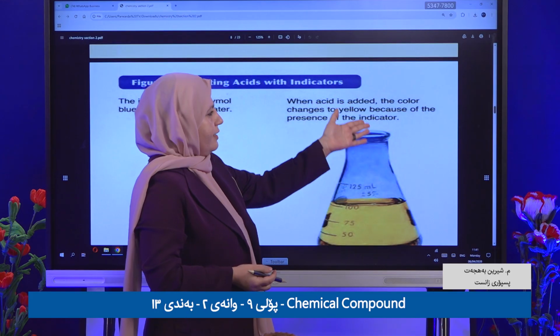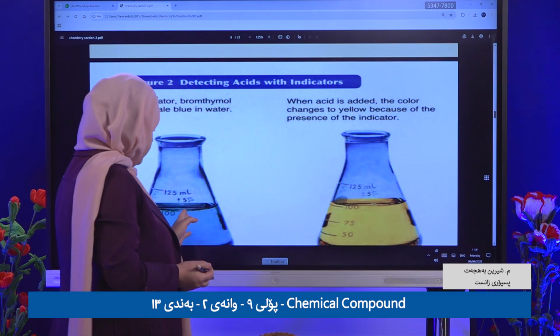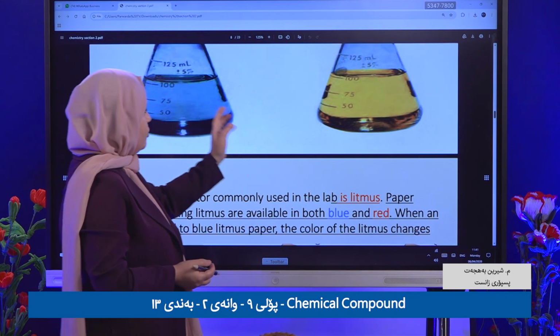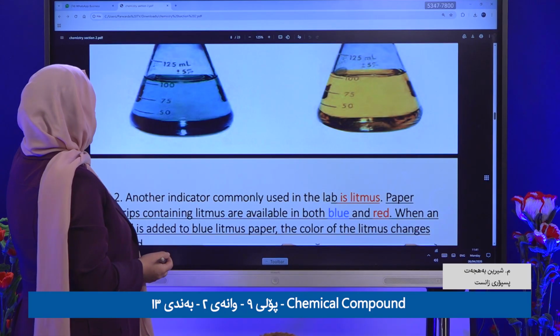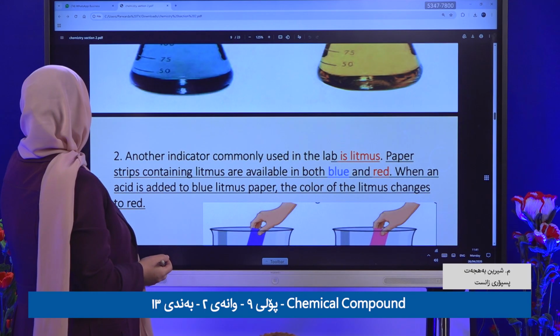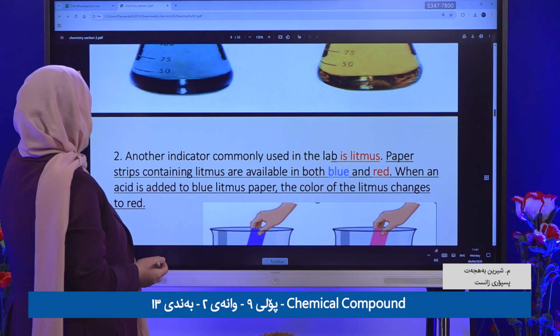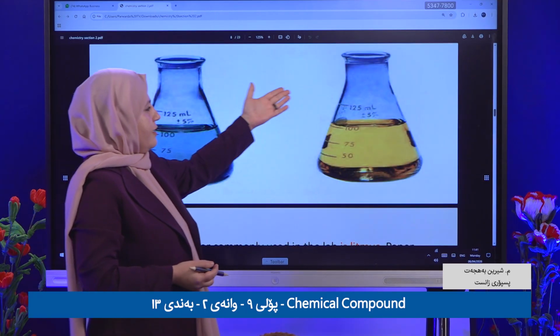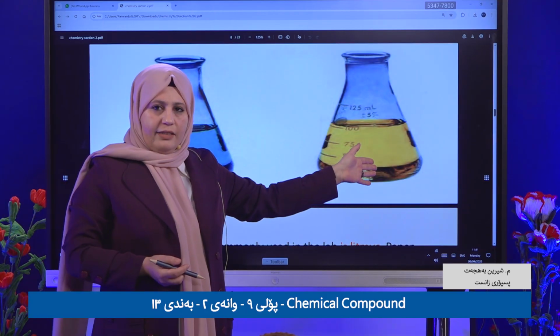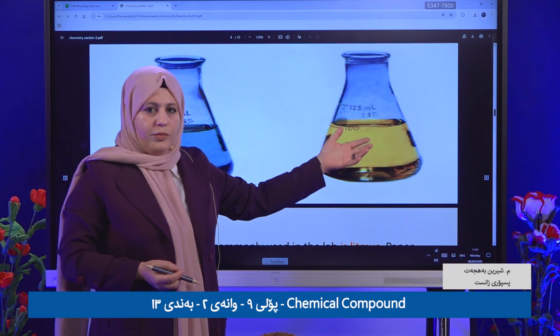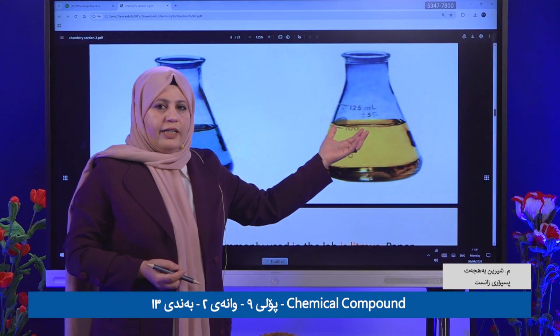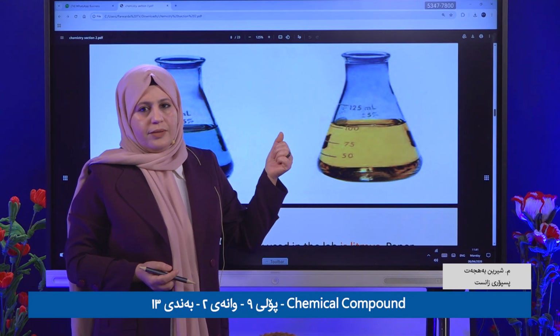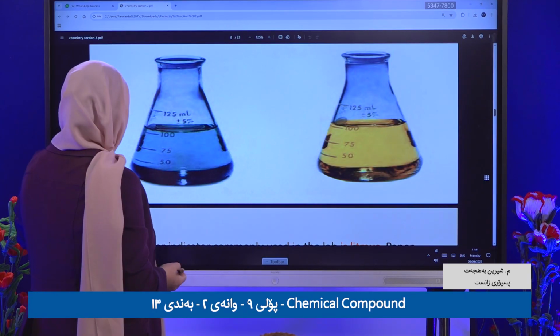When acid is added, what happens to the color? Look, the color is changed into what? It changes into yellow. Why does it change into yellow? It's telling us that you added an acid. Clear? Because bromothymol turns yellow in acid. Clear? Okay.